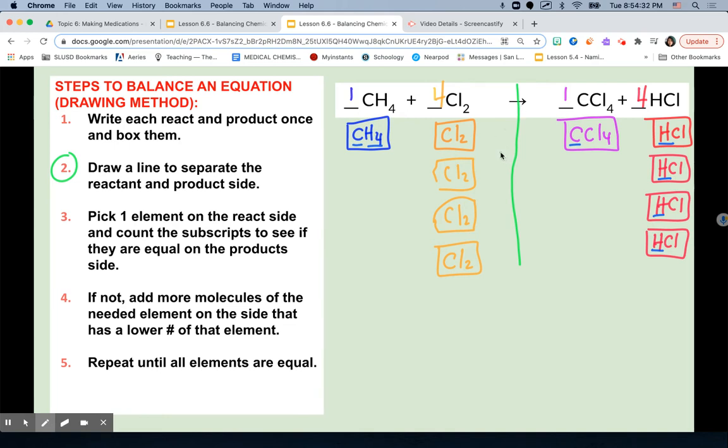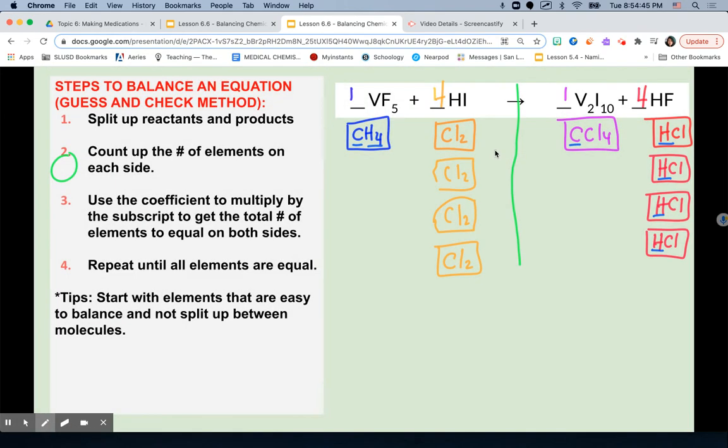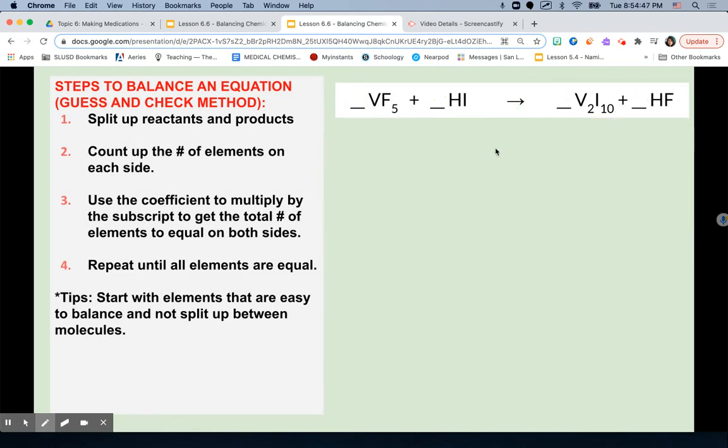I'm going to do one more practice problem showing both methods. Feel free to skip the second half of the video if you feel like you're ready to balance equations on your own at the end of this. Okay, so let's do one more if you're feeling stuck, and this time I'm going to use the guess and check method, the first method I showed you, where we multiplied.